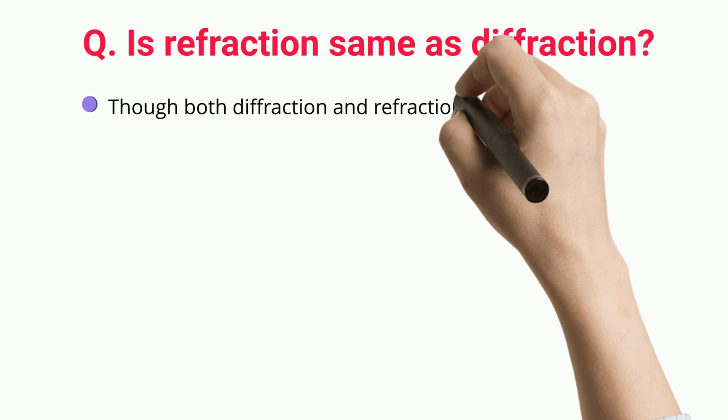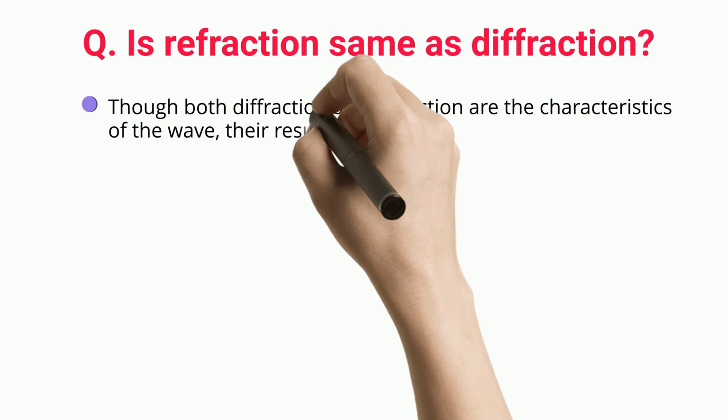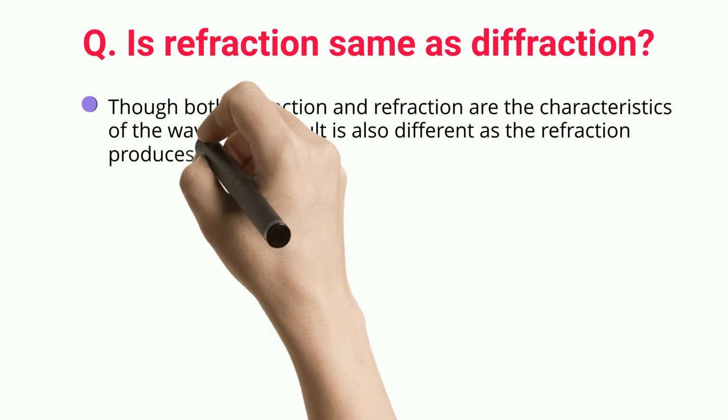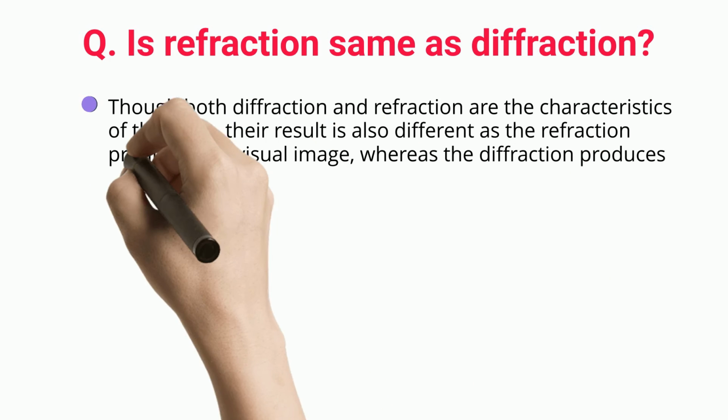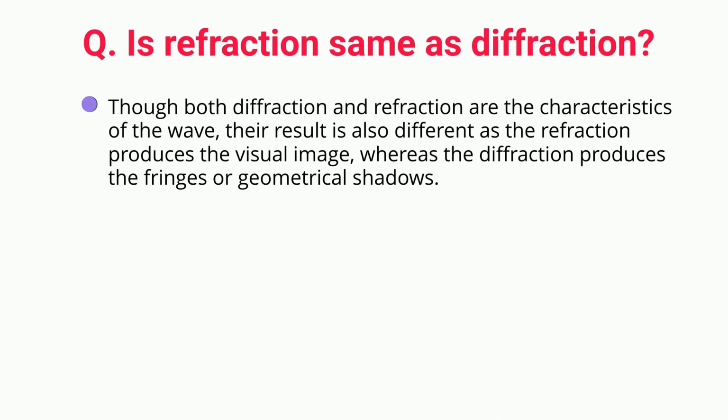Though both diffraction and refraction are characteristics of the wave, their result is also different, as refraction produces the visual image, whereas diffraction produces the fringes or geometrical shadows.